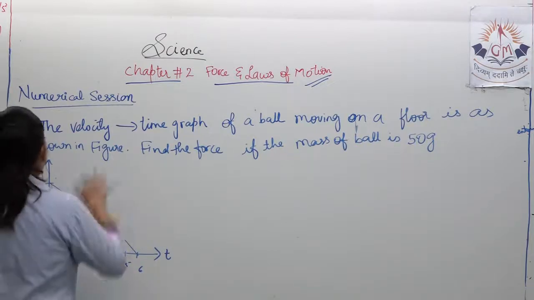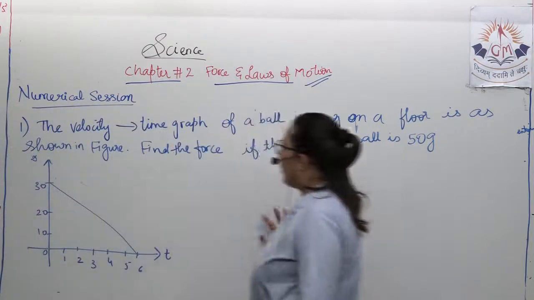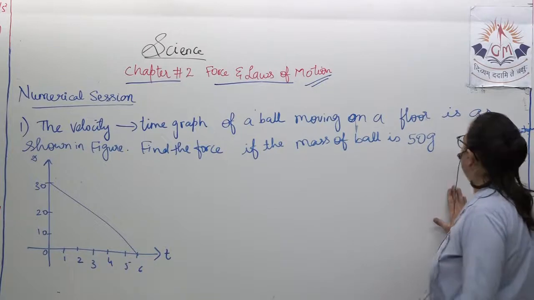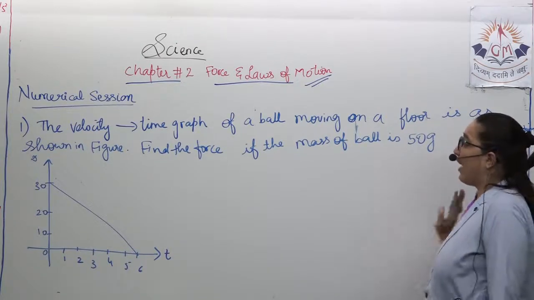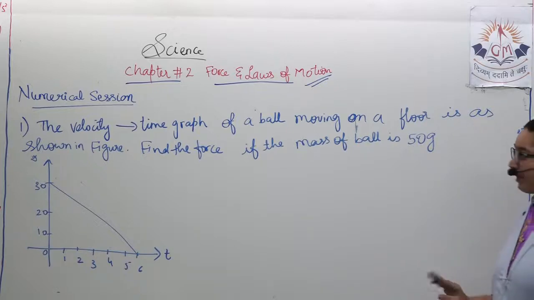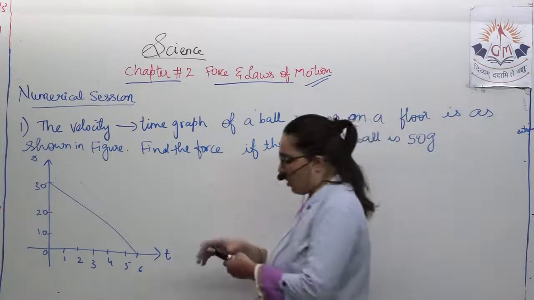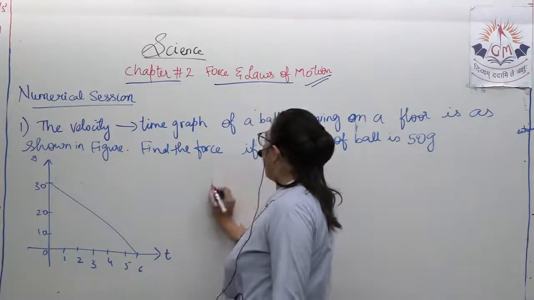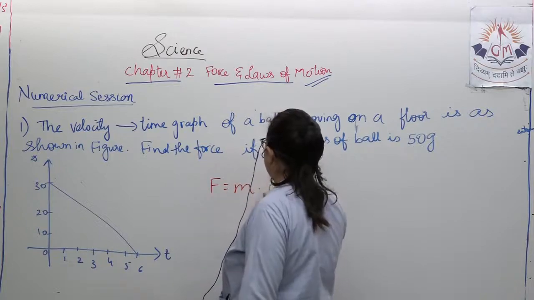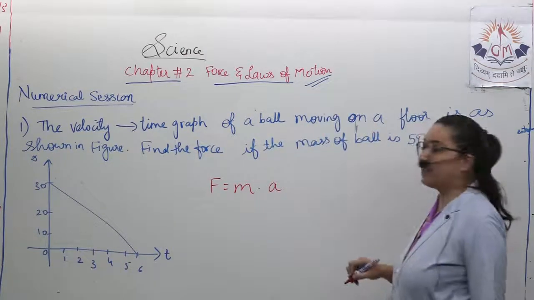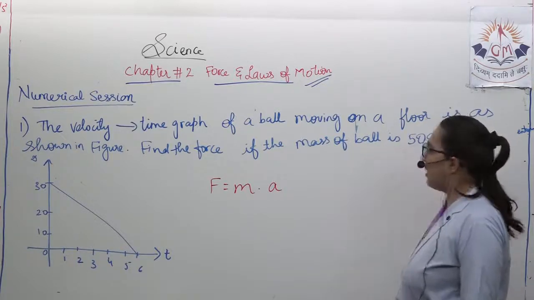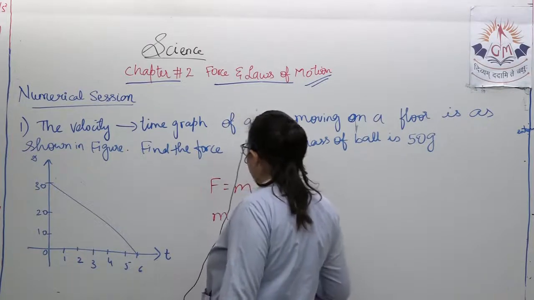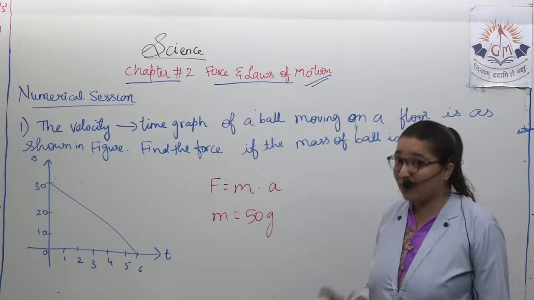Okay? This is the question and we have to solve this numerical. The velocity versus time graph of the object that is moving on the floor is given. And you have to find the force if the mass of the ball is 50 gram. If you want to find out the force, what is the formula for finding the force? The basic formula over here is force is equal to the product of mass and acceleration. We have mass of the ball as 50 gram. That also needs to be converted into SI unit.